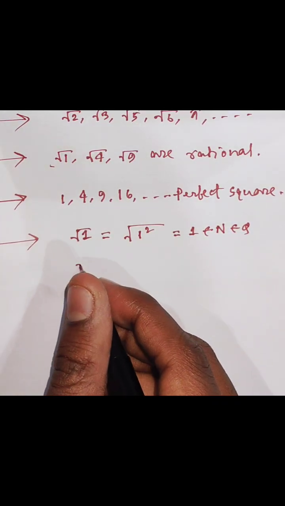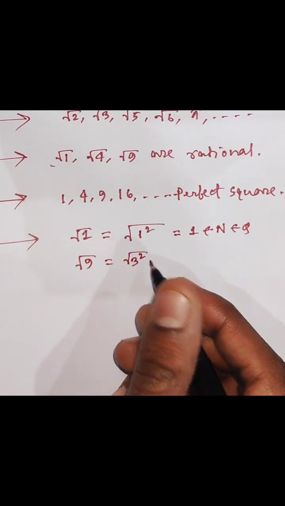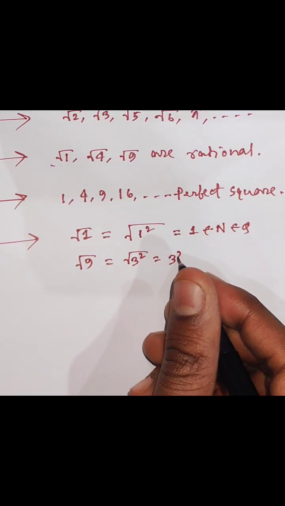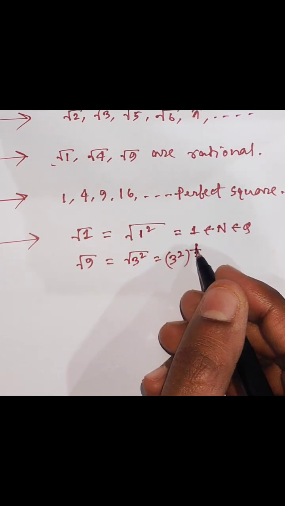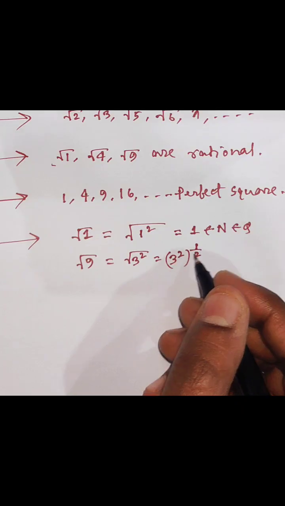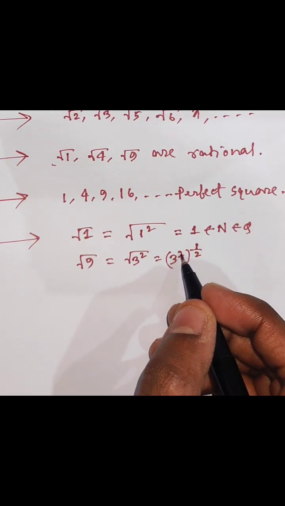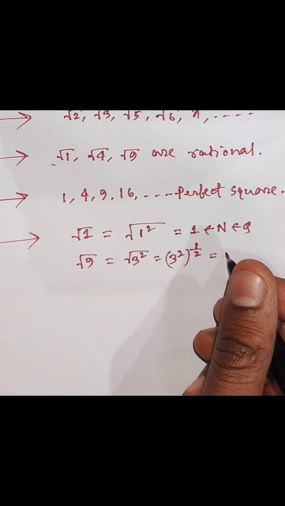After that, if we write root 9, we can write root 9 as root of 3 square. This square and root get cancelled. How? Because 3 square and root means to the power 1 by 2. And this 2 and this 1 by 2 are both powers, and powers get multiplied, and after multiplying 2 and 1 by 2 it gets cancelled. So 3 is left behind.